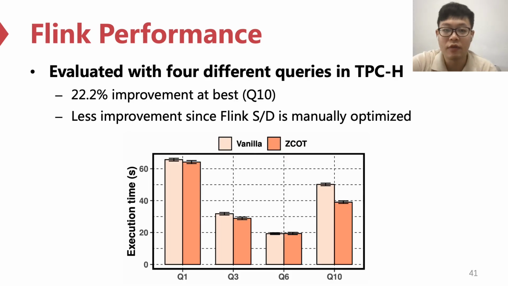And for Flink's performance, we evaluated with 4 different queries in TPC-H. We can find that ZCOT can achieve a 22.2% improvement at best in query 10. Actually, the improvement is less compared with Spark. This is because the Flink SD interfaces and libraries are manually optimized. However, even though they are manually optimized, ZCOT can still achieve some improvement.